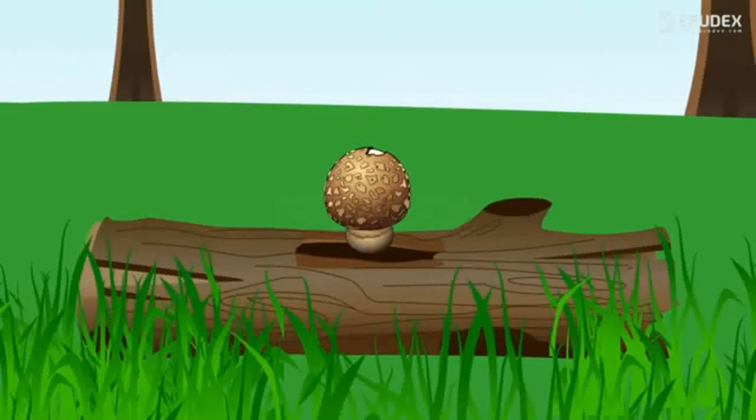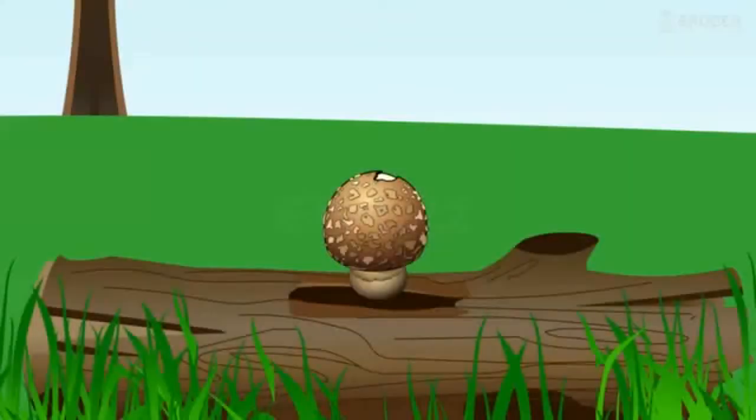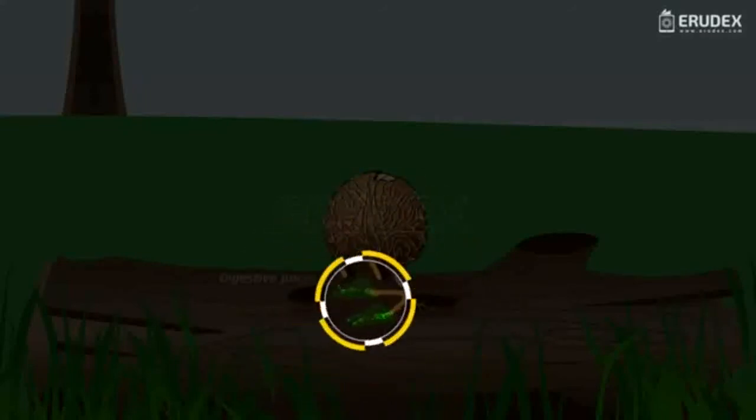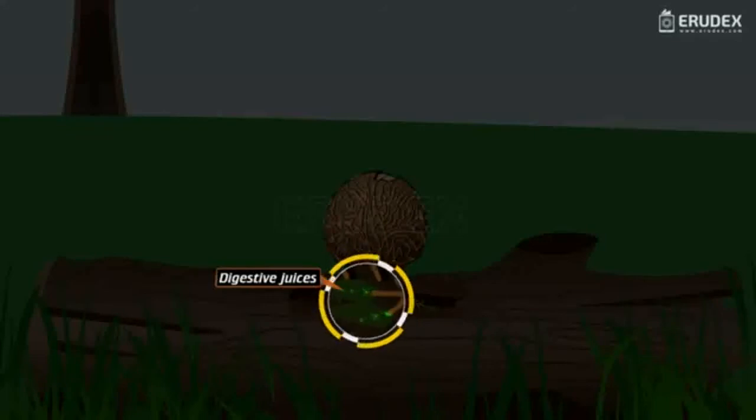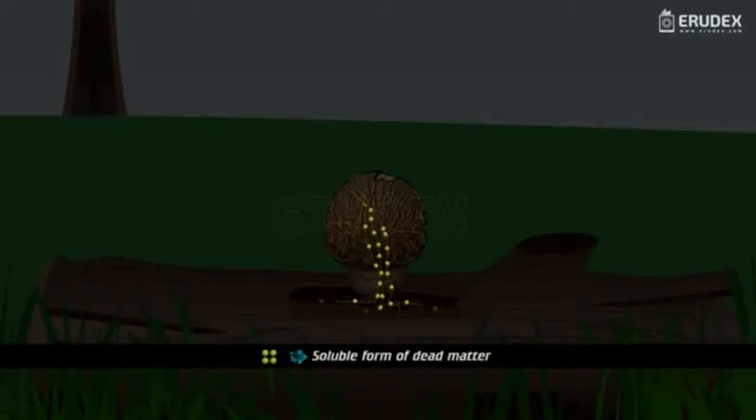Fungi grow from small structures called spores. The body is made up of tubular structures called hyphae. The network formed by hyphae secretes digestive juices on dead and decaying matter and converts it into soluble form. This soluble form is absorbed easily to obtain nourishment.